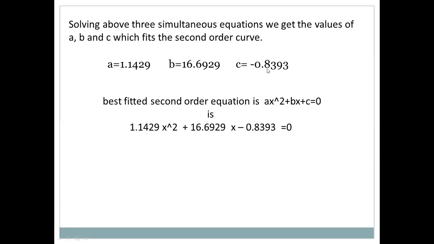So writing this a, b, and c in a second order equation, ax square plus bx plus c equal to 0, it is 1.1429 x square plus 16.6929 x minus 0.8393 equal to 0, which is a best fitted curve for the given number of data points. Okay? So this is the second order curve by using least square approximation method.